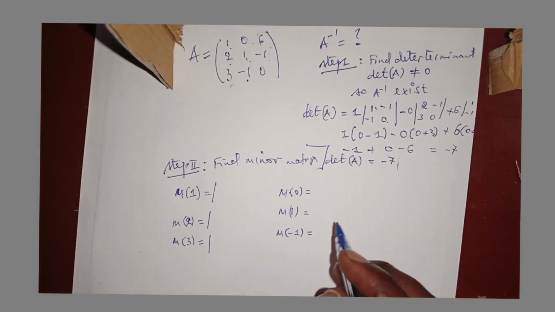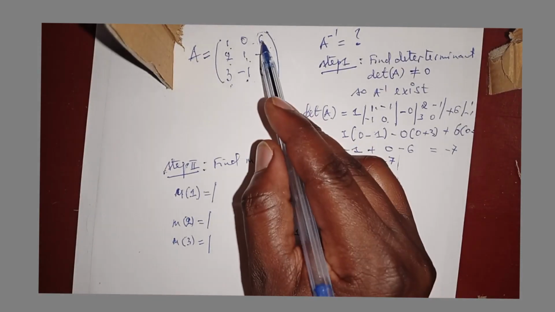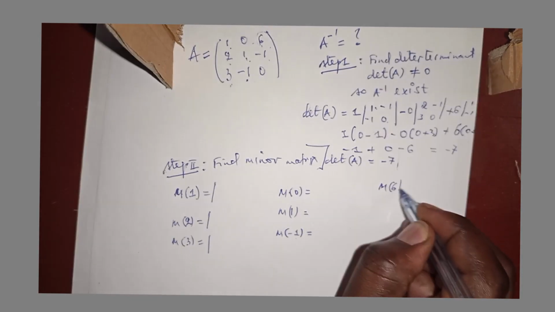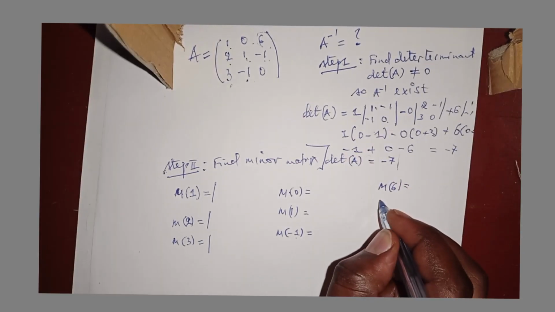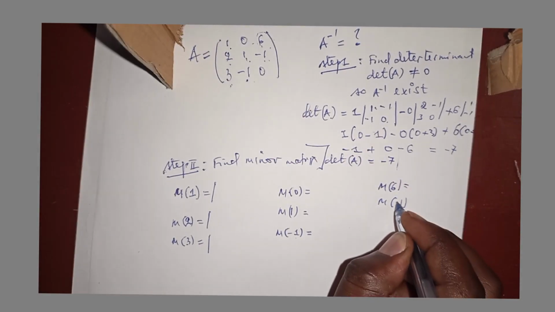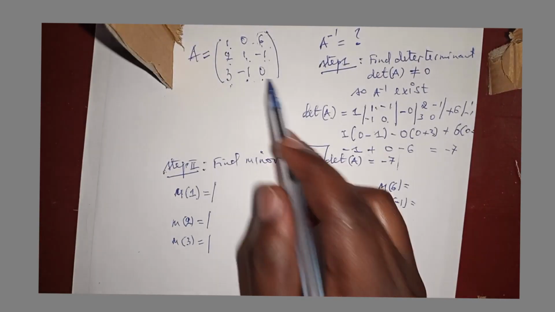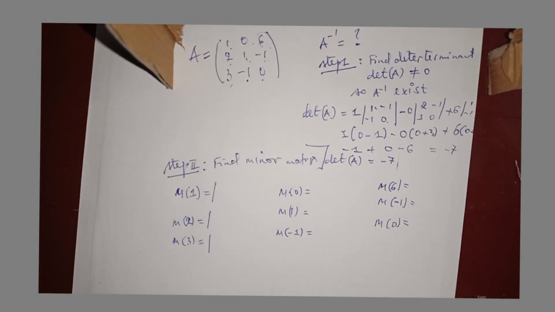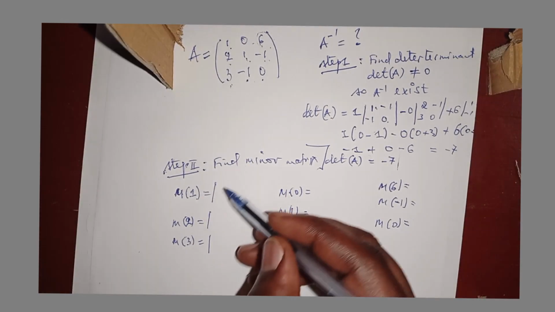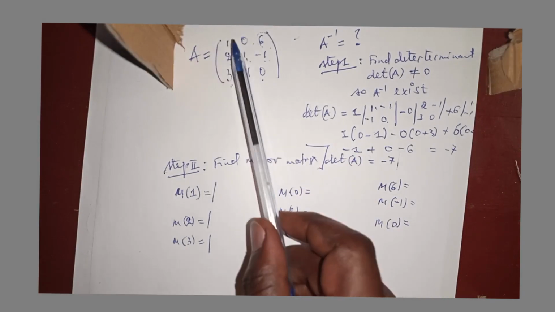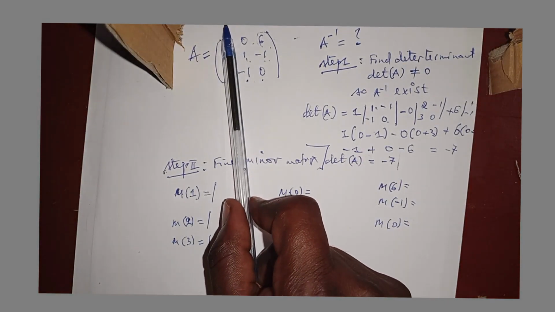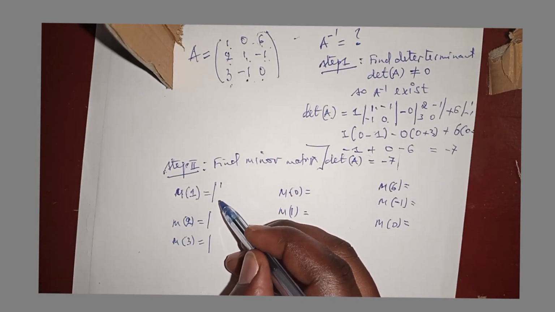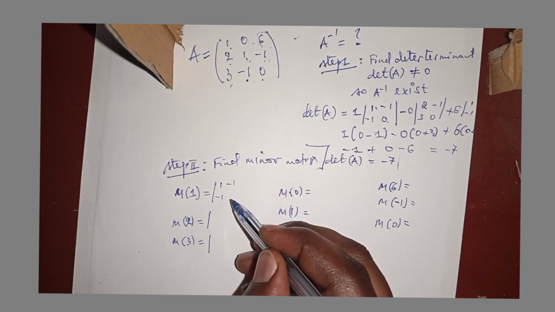After this, you can find the minor of negative 6. Here's a 6, minor of negative 1, and minor of 0. So you can start now. Minor of 1: you close where the number is, you close the row and column. Remaining are this one, this one, this one: 1, negative 1, then negative 1 and 0.